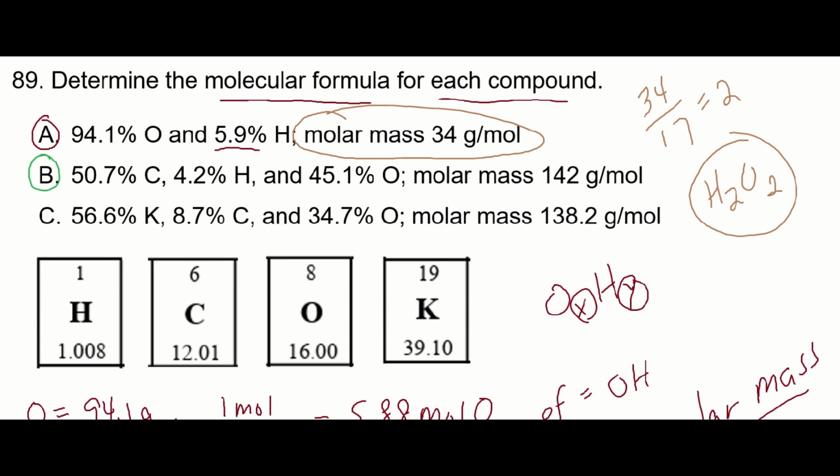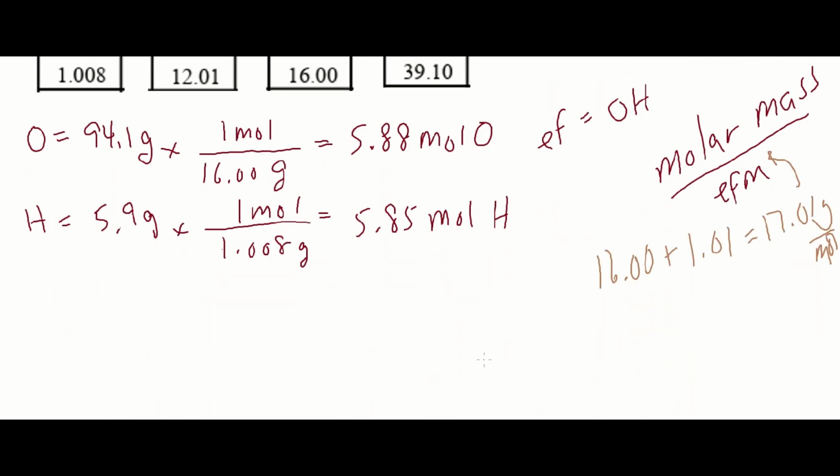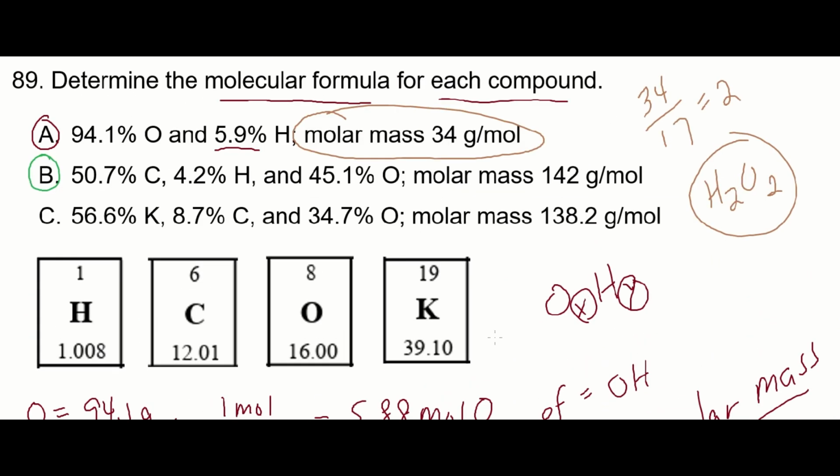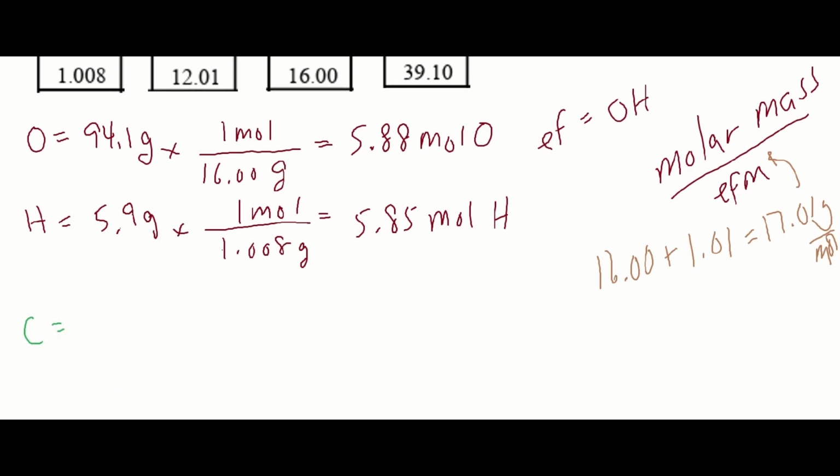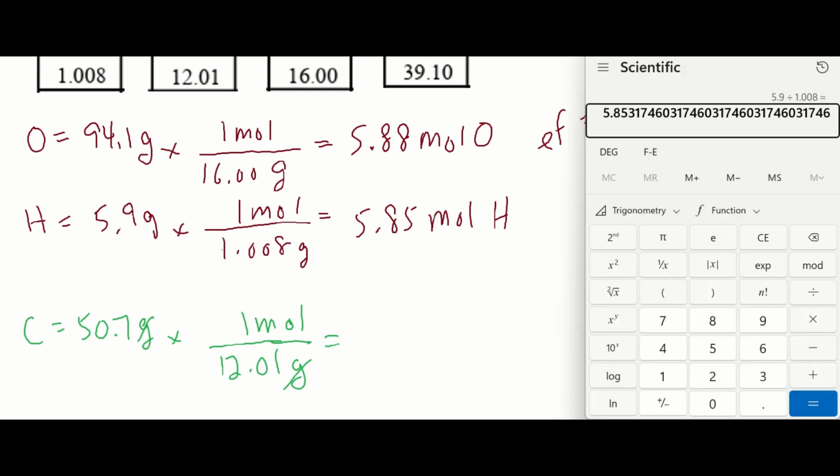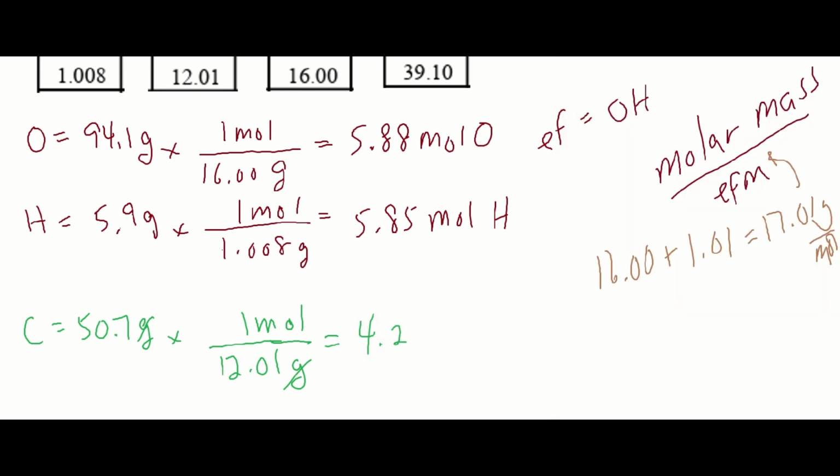All right, let's do B the same way. We're going to assume we have a 100-gram sample of B. If we had a 100-gram sample of B, 50.7 grams would be carbon. And let's turn that into moles. Carbon has a molar mass of 12.01 grams per mole. We get 4.22 moles of carbon if we had 100 grams of the sample.